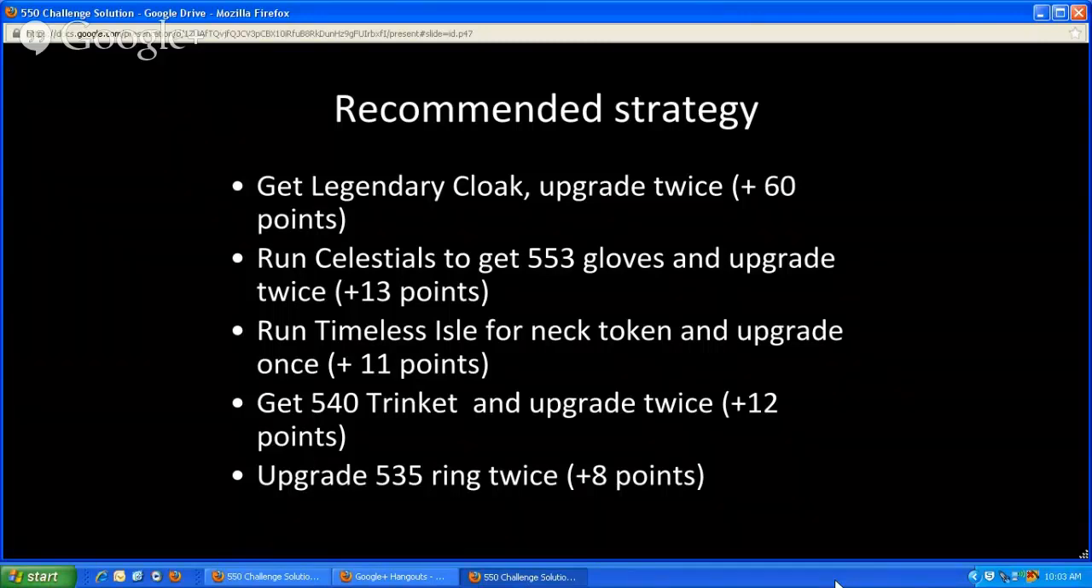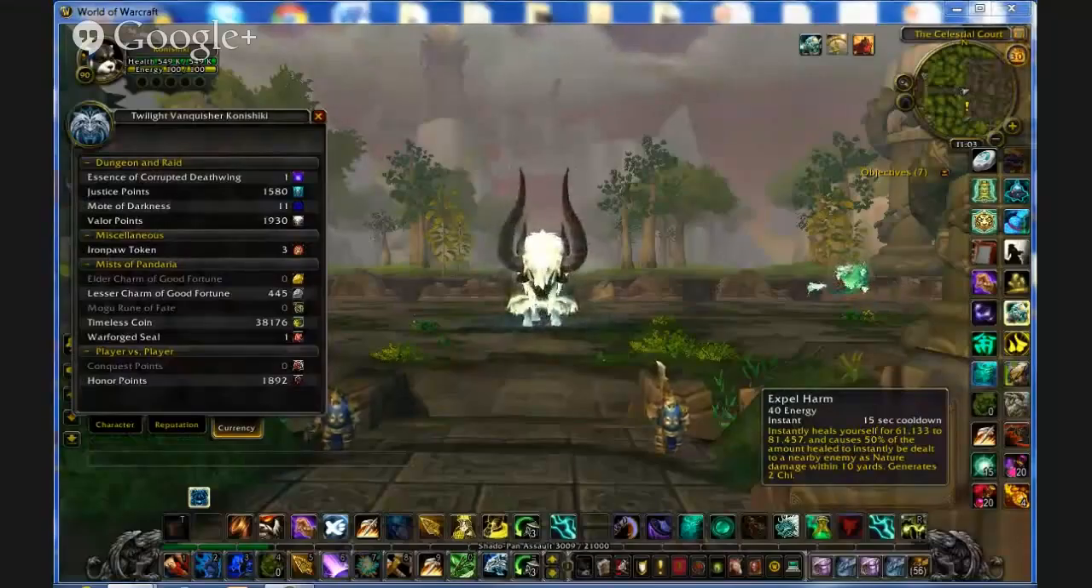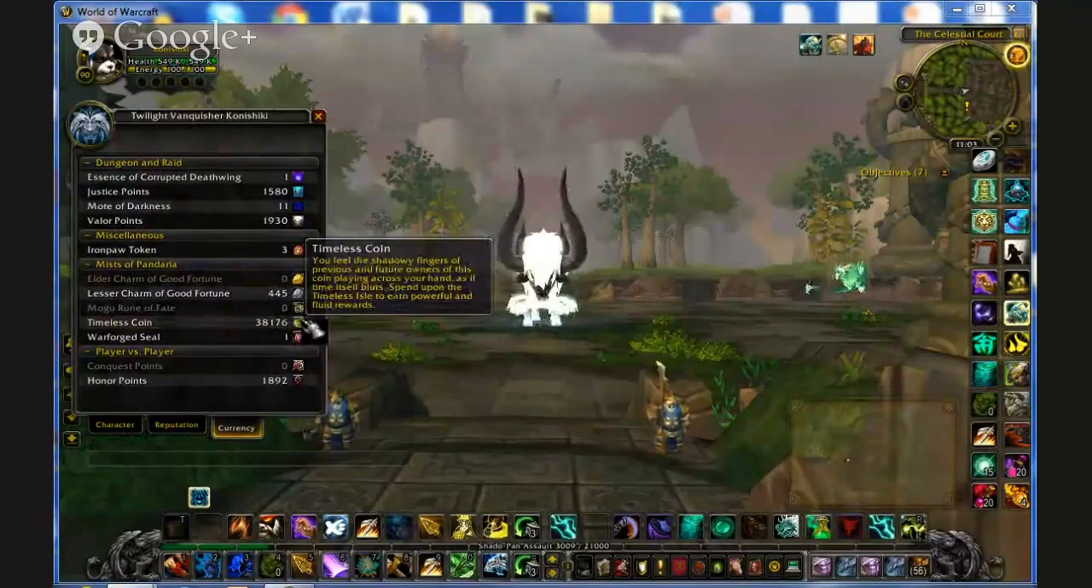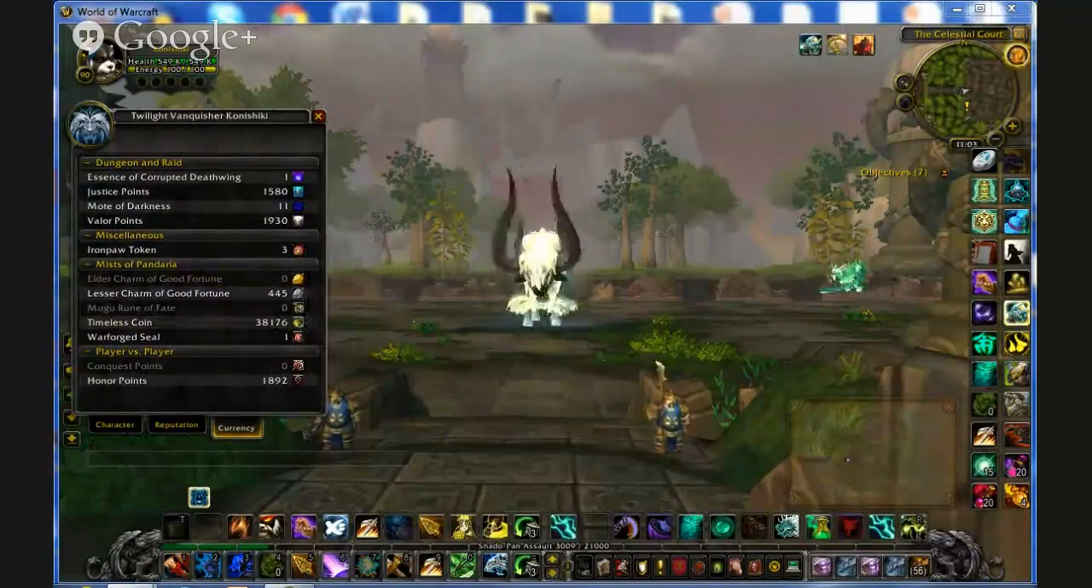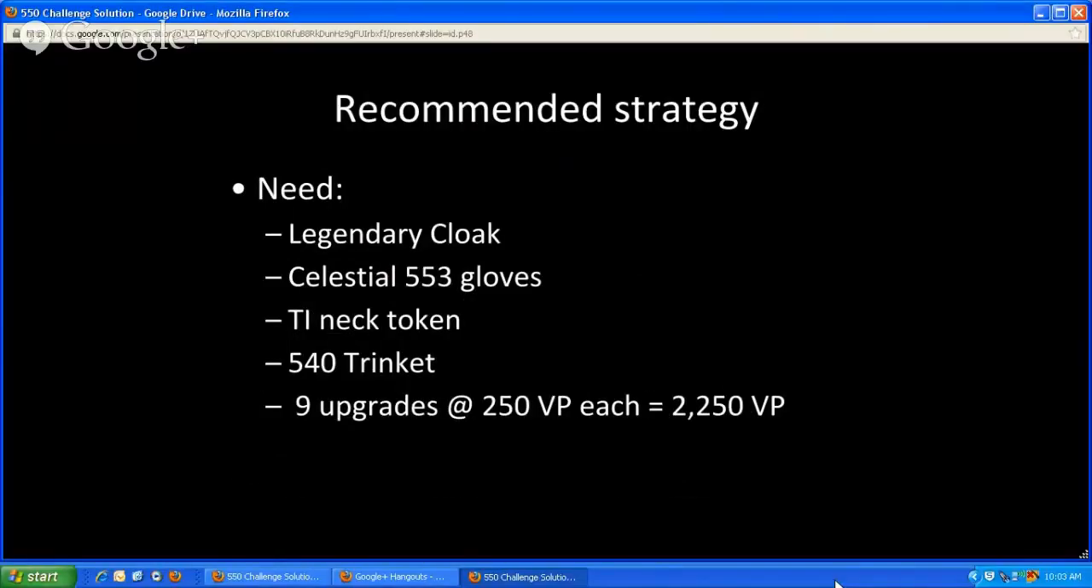The other thing is that I need to also get an upgrade on a 535 ring I already have, and upgrade that twice. So basically, it's a little checklist I have for Kwapi: looking for the cloak, looking for the gloves, looking for a Tama-style neck piece, and then looking for a trinket from the Flex Rage to use. Basically, I have to do 9 upgrades total for 250 Valor Points each, so I'd be looking at 2250 Valor Points. And that's a really quick, fast way I went ahead and used it.